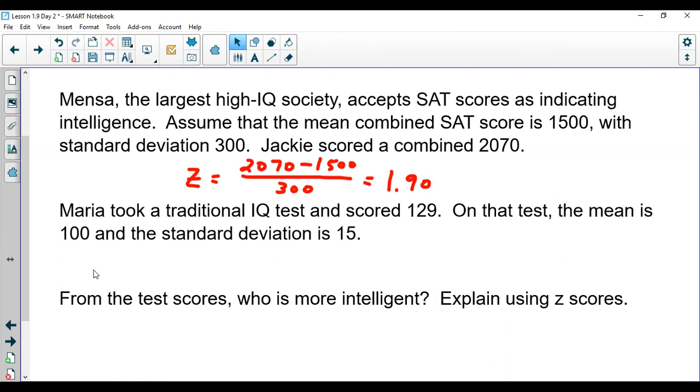All right, let's figure out Maria. Maria scored a 129 on her test. The mean was 100. Standard deviation was 15. So 129 minus 100 is going to be 29, divided by 15 gives me 1.93. So based on the results of their tests, we would consider Maria to have scored better. And again, because she has a higher z-score.